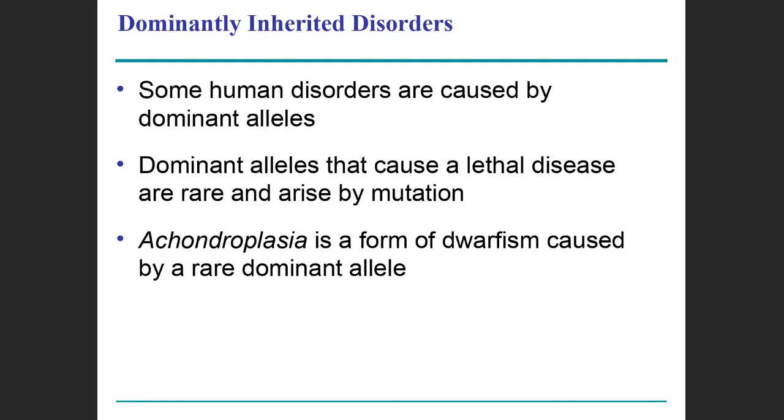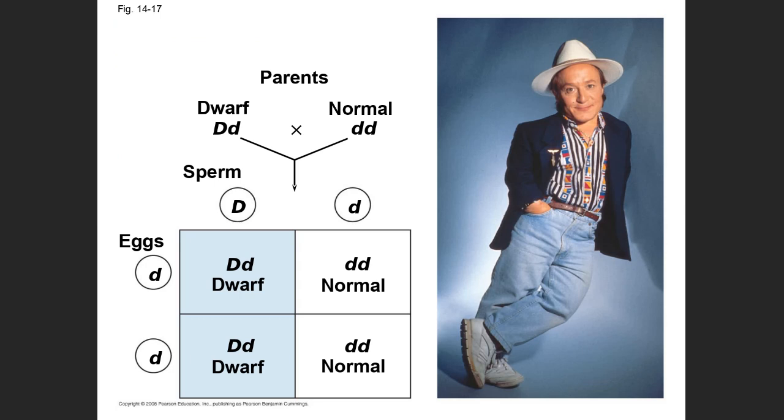Now, achondroplasia is a form of dwarfism caused by a rare dominant allele. So it's a dominant allele for the most common type of dwarfism. So these are little people. And for achondroplasia, their long bones do not grow. And so that's why they're very short in stature, but their heads are normal size.